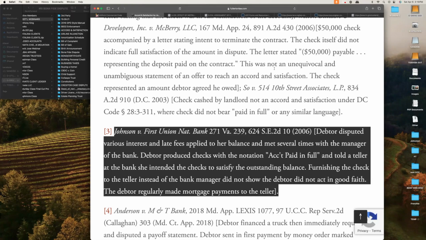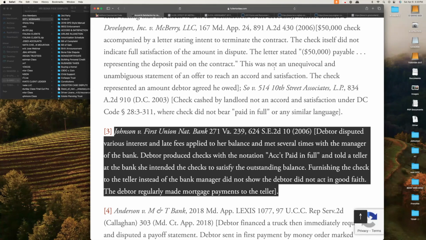It says the debtor disputed various interest and late fees applied to her balance and met several times with the manager of the bank. Debtor produced checks with a notation, account paid in full, and told a teller at the bank she intended the checks to satisfy the outstanding balance. And that's what you did, because you wrote it on the check and then she asked you, did you write this? And you say yes. So that's the same thing. And then it says furnishing the check to the teller instead of the bank manager did not show the debtor did not act in good faith.